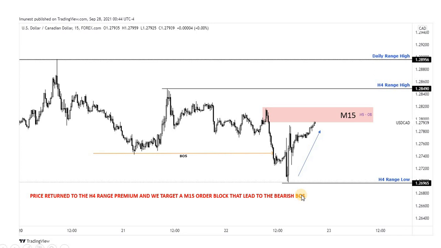structure, that led to the bearish break of structure here. There was a 15 minutes order block that actually led to the break of the structure. So that is exactly the order block that we are targeting as price returns to premium on the 4-hour trading range. Alright, this is an error. M5OB is an error. It's actually a 15 minutes order block because we are on the 15 minutes time frame.